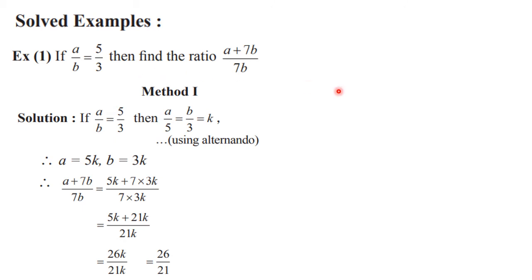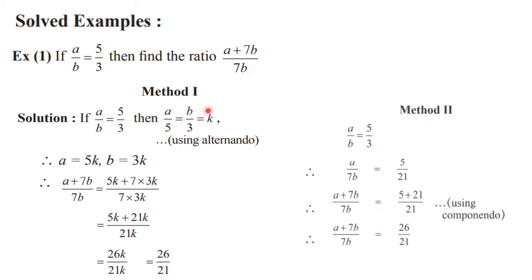Just looking at them, you decide which property you can observe here. See, these are the two original ratios. And what is done here? It is definitely not an invertendo, not an alternando. If you see the third property, componendo, the numerator and denominator are added to the numerator and denominator as it is. So we are going to make use of the operation of componendo here. This is very clear, so that you have to decide. So let's see method 2 now.